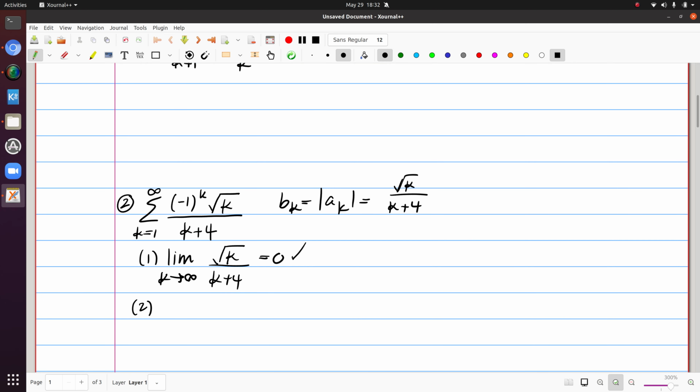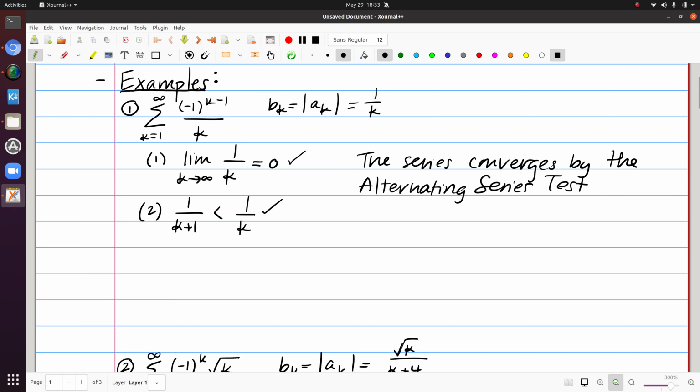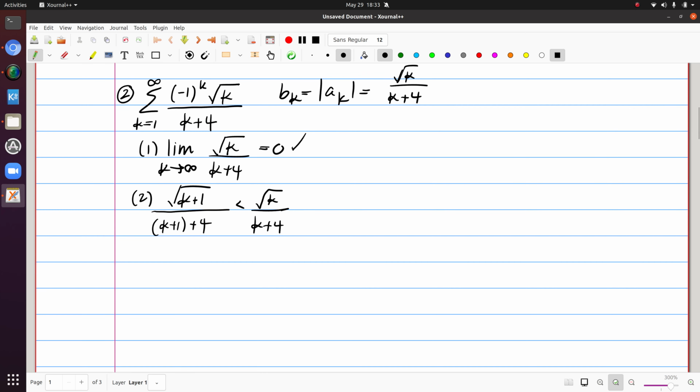The second condition would mean to check that the square root of k plus 1 divided by k plus 1 plus 4 is smaller than the square root of k over k plus 4. So this is not so obvious because we can see that both the numerator and the denominator on the left are larger. In the last example, the numerator was the same, but the denominator was larger on the left. So if it's not obvious, you have to do a little bit of work to actually show that this is true. So first of all, I'm going to observe that this is just k plus 5.